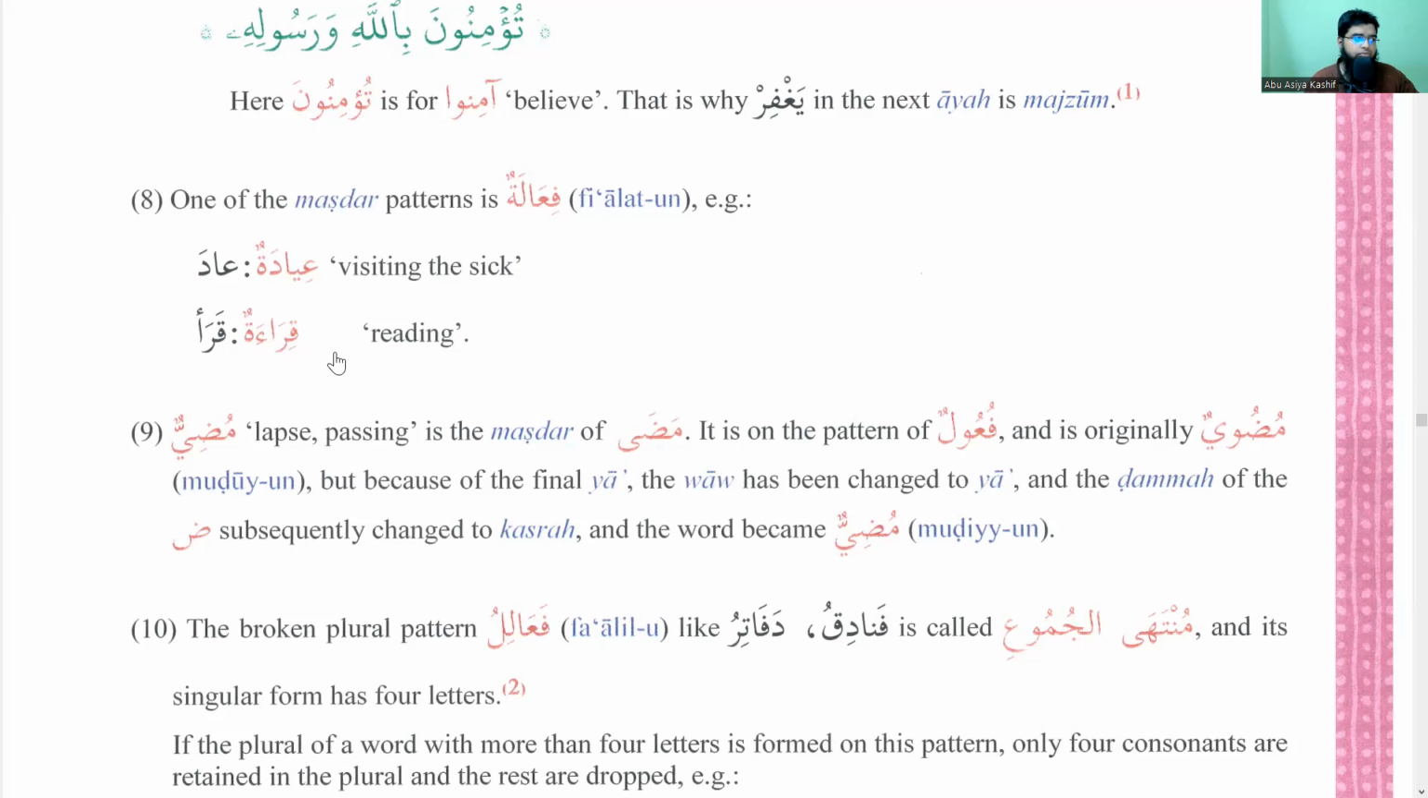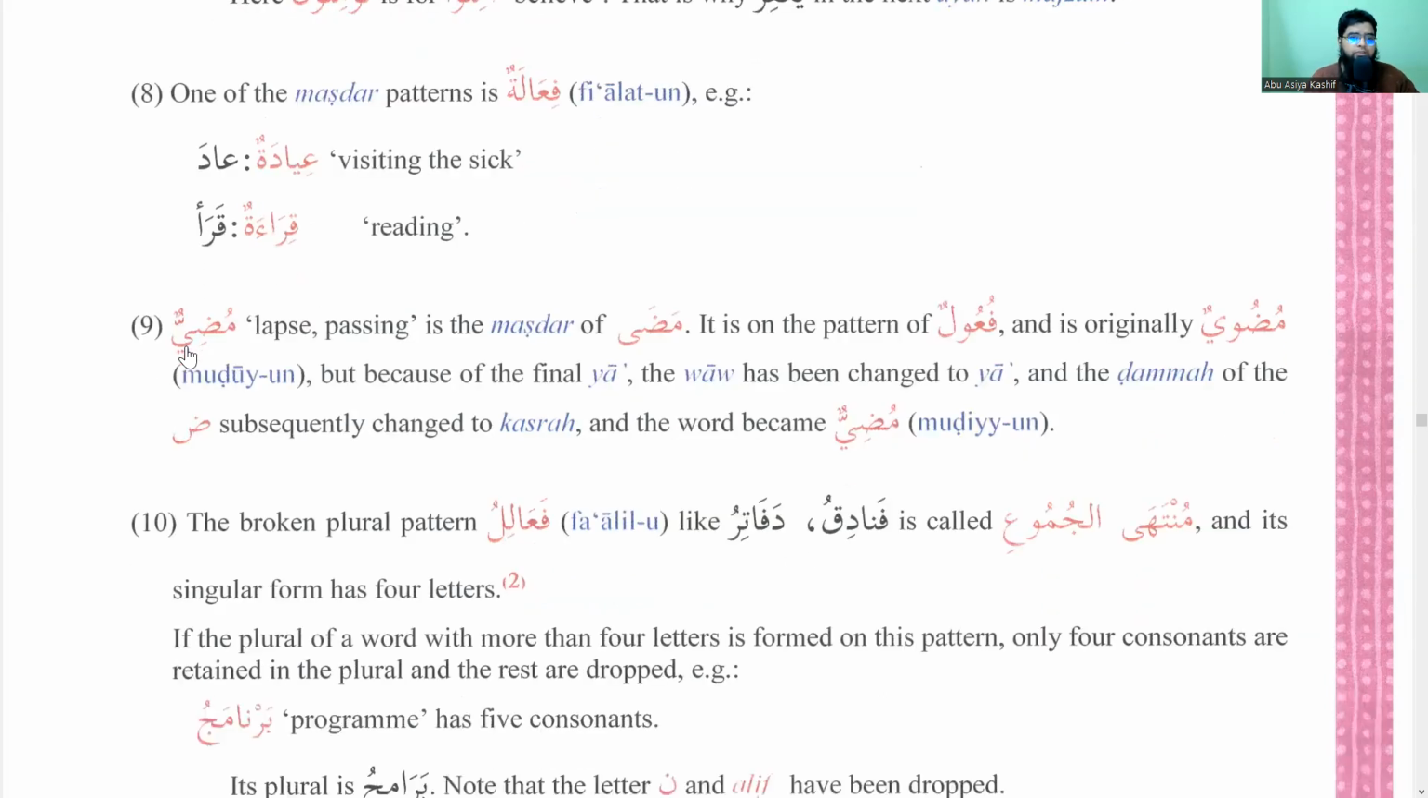Qara'a is qira'a, reading. Next, mudiyun, lapse, passing, is the masdar of mada. The act of passing is mudi. It is on the pattern of fu'ulun. So mada should have been muduyun. Then the waw and ya came together, the waw changed into a ya, and the dhamma of the dad subsequently changed to a kasra. Muduyun became mudiyun. So it was actually muduyun on the pattern of fu'ulun.